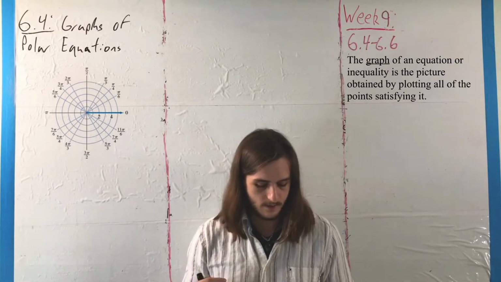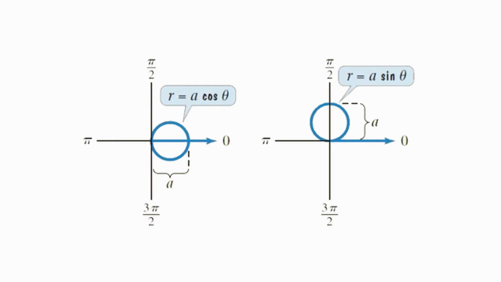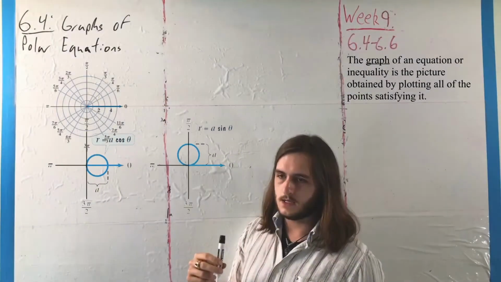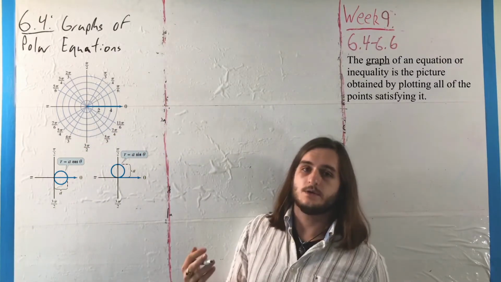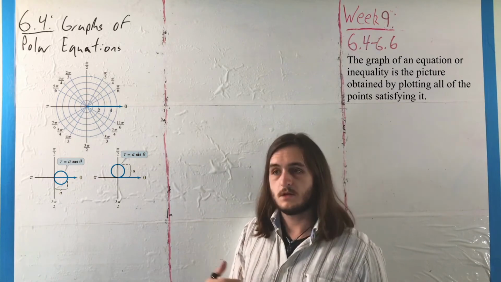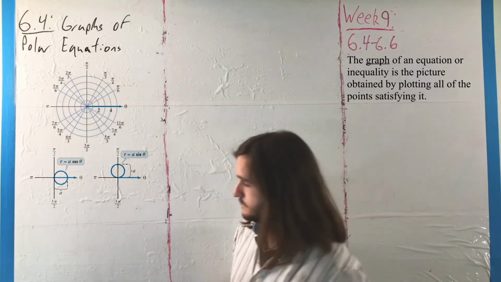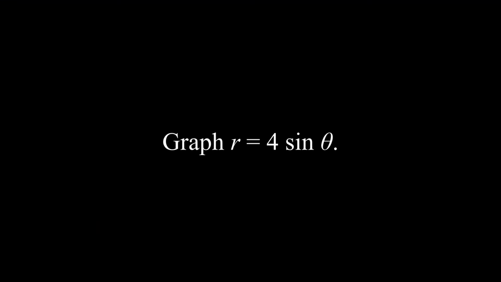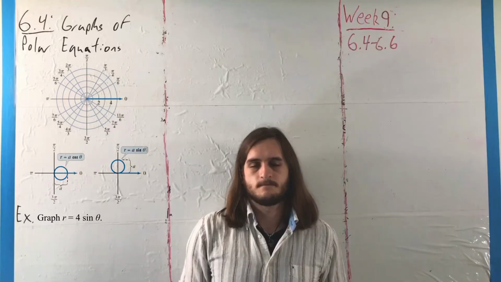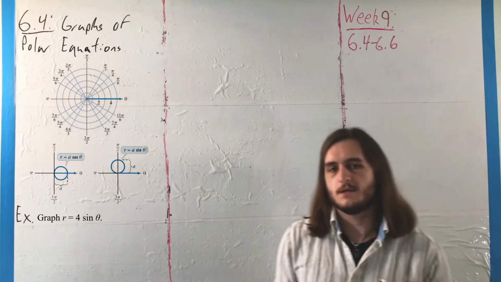We can either have things of form r equals a cosine theta, in which case we have circles along the x-axis, and then things of form r equals a sine theta, which are along the y-axis. And to understand how these types of problems work, we're going to take a shot at an example. So for this example, we want to graph the equation r equals 4 sine of theta, where to do this, we're going to be careful here.